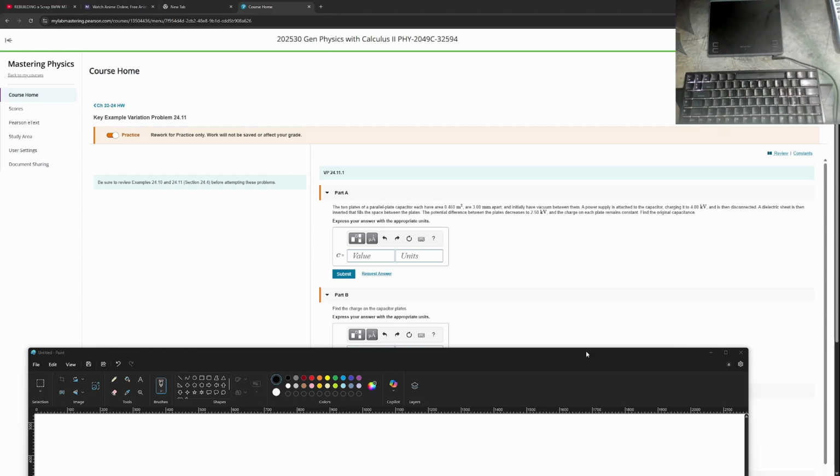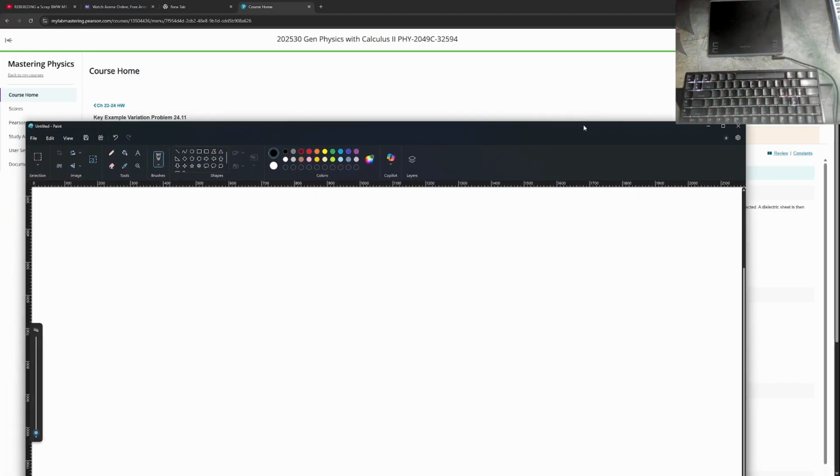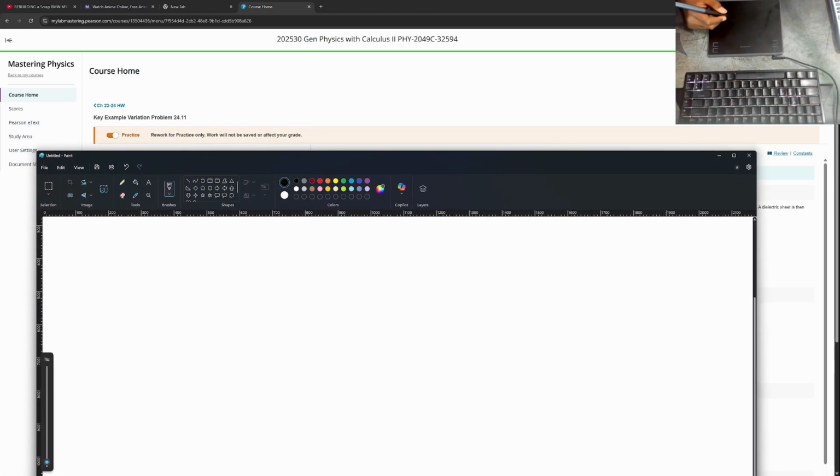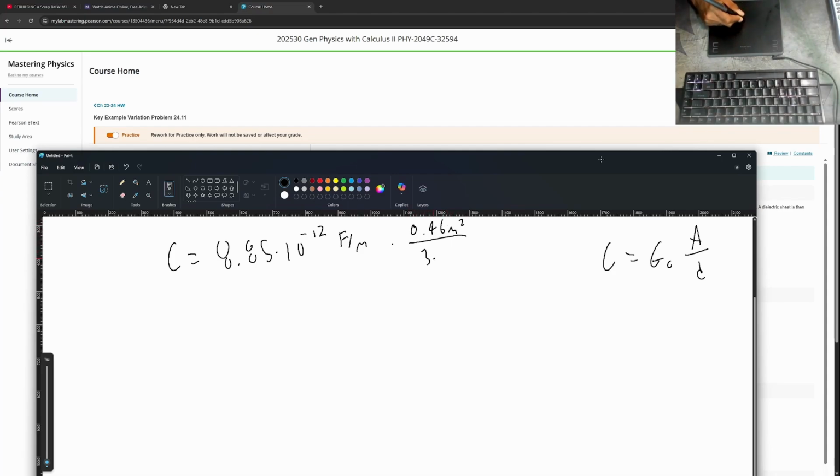Find the original capacitance. To find the original capacitance, we can use the capacitance formula, which is the vacuum permittivity times the area divided by the distance. So for this one, the capacitance is equal to 8.85 times 10 to the power negative 12 farads per meter times 0.46 meters squared divided by 3 times 10 to the power of negative 3 meters, because that is 3 millimeters.